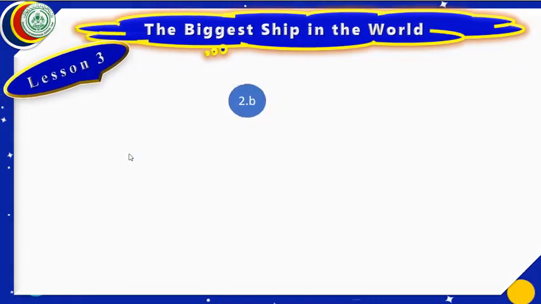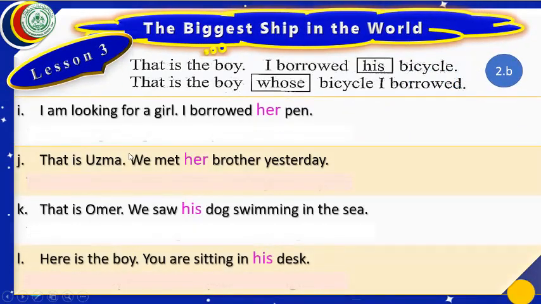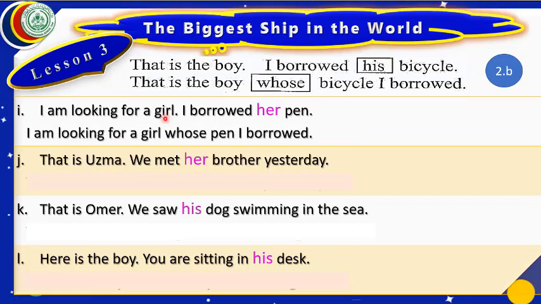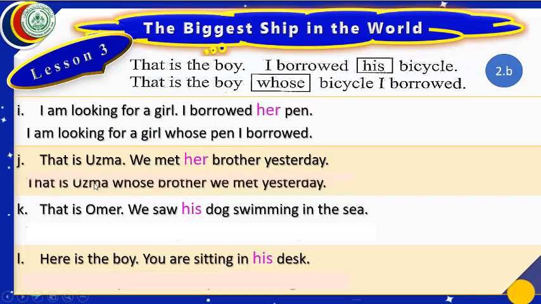Let us look at the solution. We shall understand it more properly. Yes, this I part will become, I am looking for a girl whose pen I borrowed. That is Uzma, whose brother we met yesterday. It is worth noting the changed sequence of the words in second sentence.